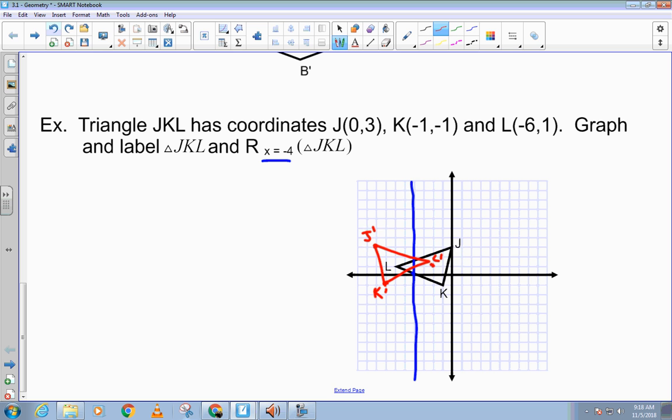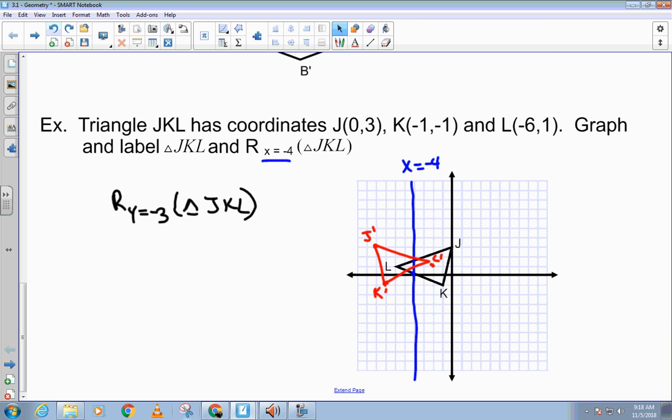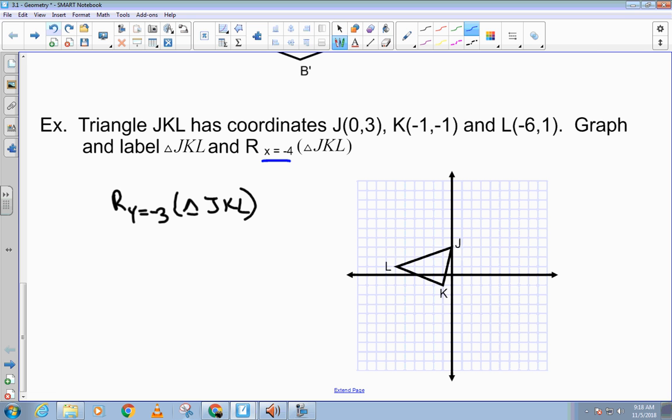And you have reflected over that blue line x equals -4. Okay? Now, let's talk about what it would look like if you reflect it over, let's say, reflection over y equals -3. Okay? Triangle JKL. Alright, let's do that. We're going to use that same triangle. This time, we're going to reflect over y equals -3.